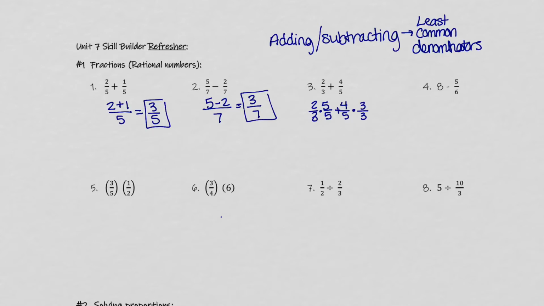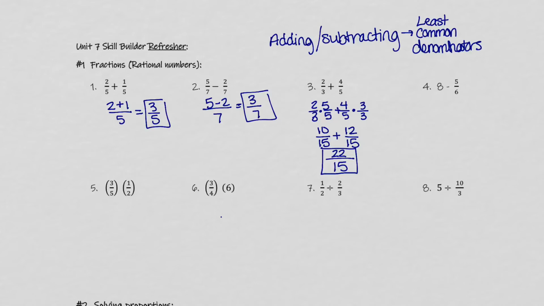And then I can simplify that. When multiplying, you just multiply the tops and multiply the bottoms. So that gives me 10/15 plus 12/15. Now they have common denominators, and I'm going to add 10 plus 12, and I get 22. Now, the only things that go in that denominator are 3 and 5, and neither one of those goes into the number 22. So that is as simplified as it's going to get.